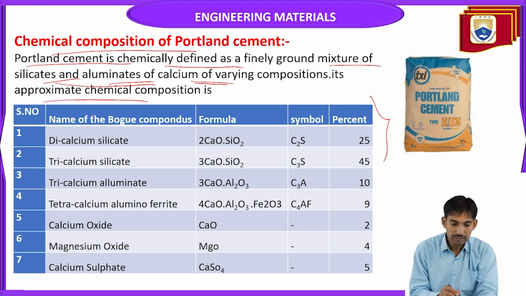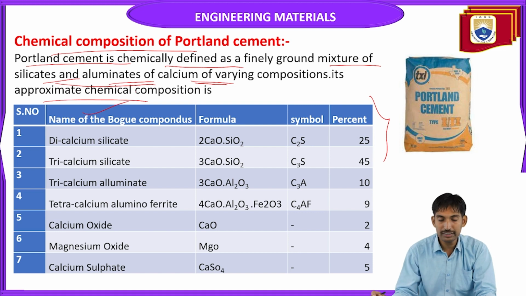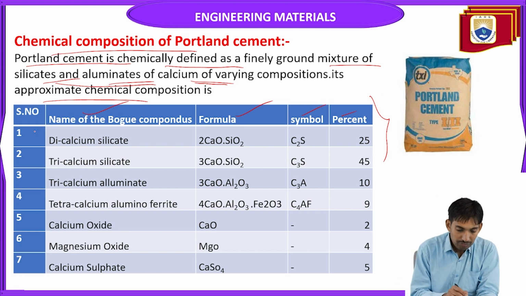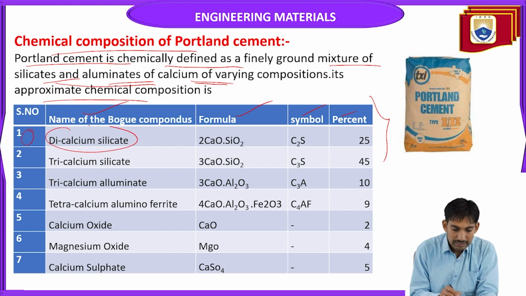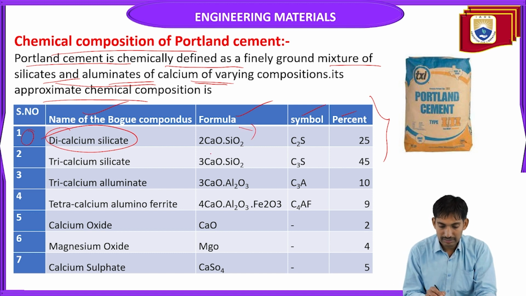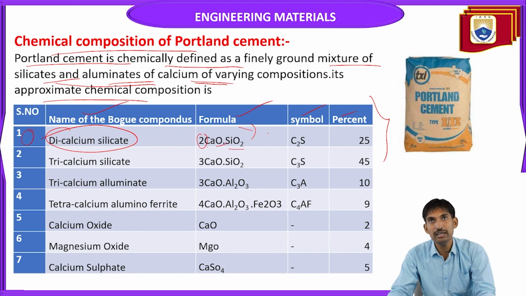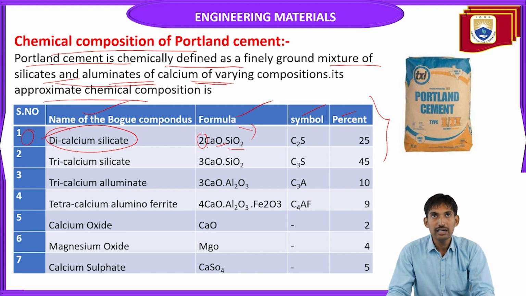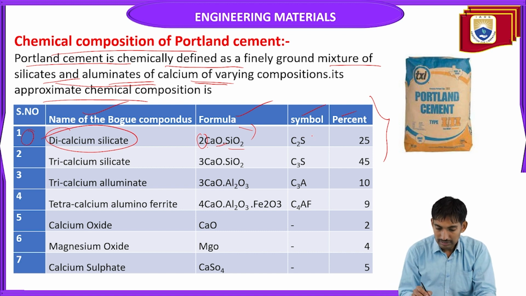See here the names of the compounds present, their formulas, the shortcut symbols, and the percent present. The first one is dicalcium silicate. The formula for dicalcium silicate: di means 2, calcium oxide plus silicon dioxide. This is called dicalcium silicate. This is the short symbol.